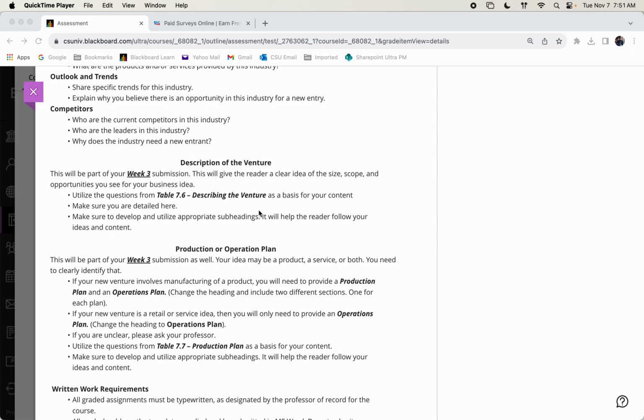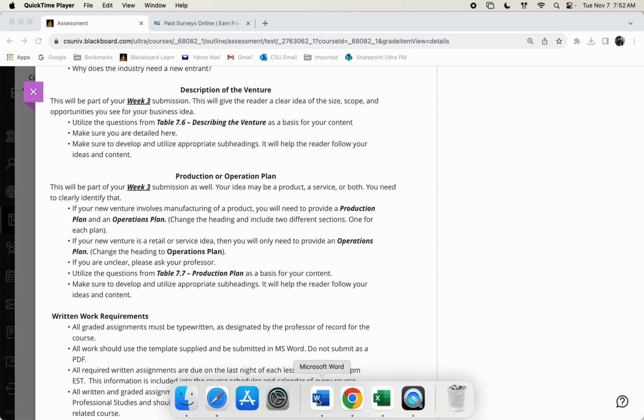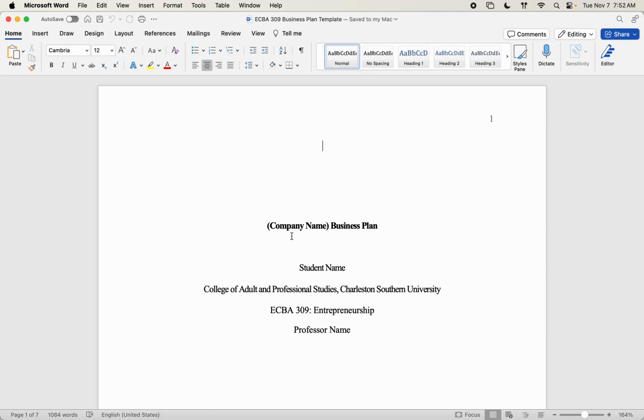And so, description of the venture, production or operating plan. For those of you who are building a particular product, who have an idea for a product, you've got a lot more work to do, because you have to create the product, you have to source the product before you go out and sell the product. For those of you who are selling a service, which is the majority of you, it's not as difficult building this operating plan. So let me go down here and pull up the template.